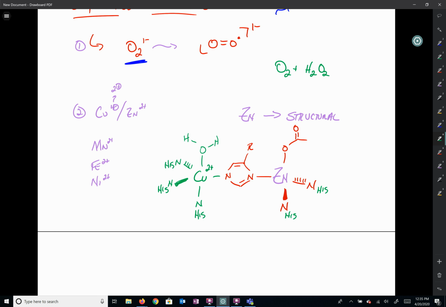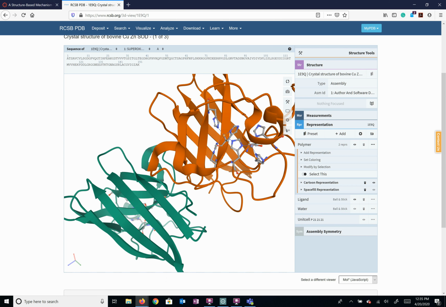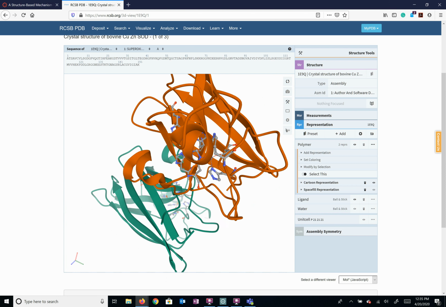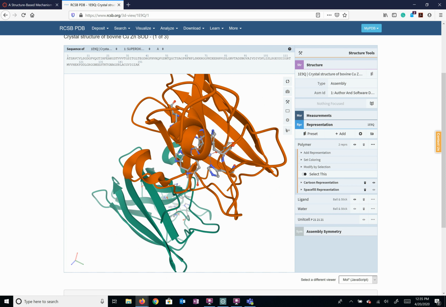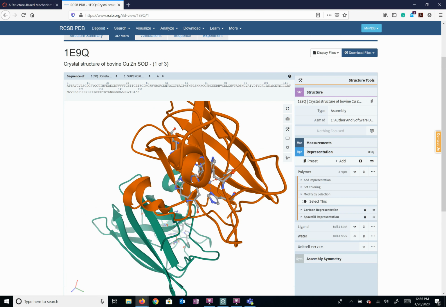So let's pause here, and let's tab over to the active site, or the crystal structure here. If you guys want to pause here while I scroll up, go to the RCSB website and type in 1E9Q, and it should bring you to what I'm looking at here.